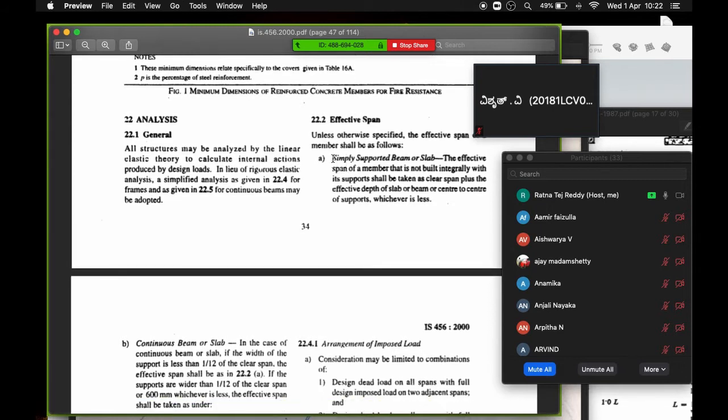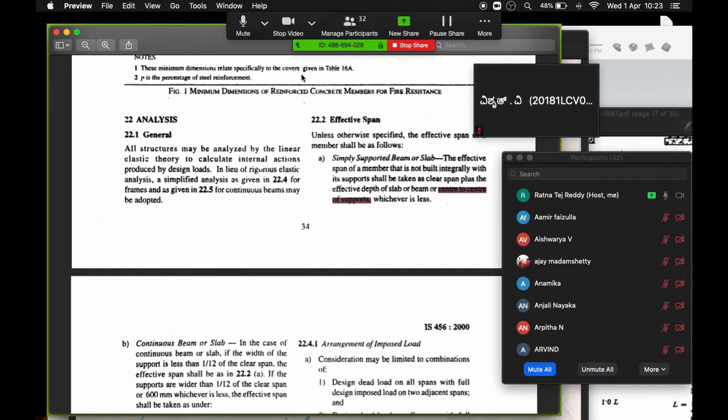If you see, for a simply supported beam or slab, the effective span of the member, if it is not built integrally with its supports, shall be taken as clear span plus the effective depth of the slab or beam, or the center to center of the supports, whichever is less basically. So we are trying to take the center to center of the supports because ultimately that will be less in most scenarios, and the same analogy is applied in this particular problem as well.